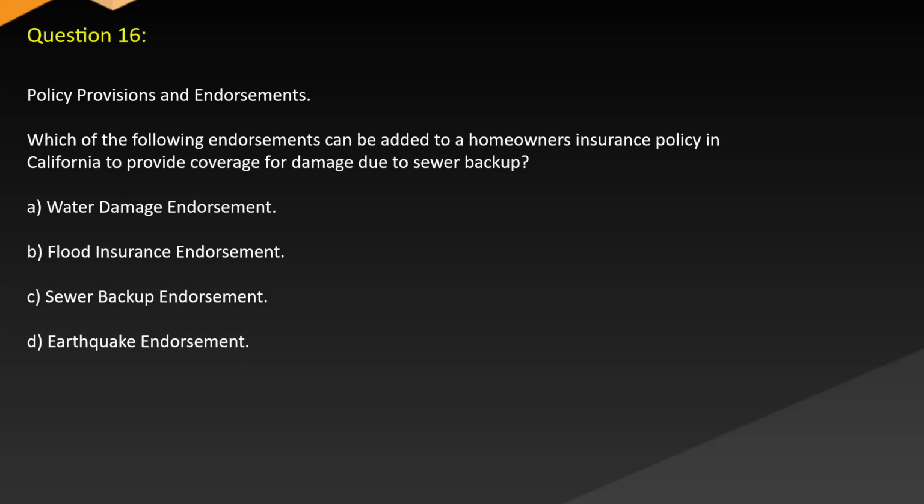Question 16. Policy provisions and endorsements. Which of the following endorsements can be added to a homeowner's insurance policy in California to provide coverage for damage due to sewer backup? A. Water damage endorsement. B. Flood insurance endorsement. C. Sewer backup endorsement. D. Earthquake endorsement.